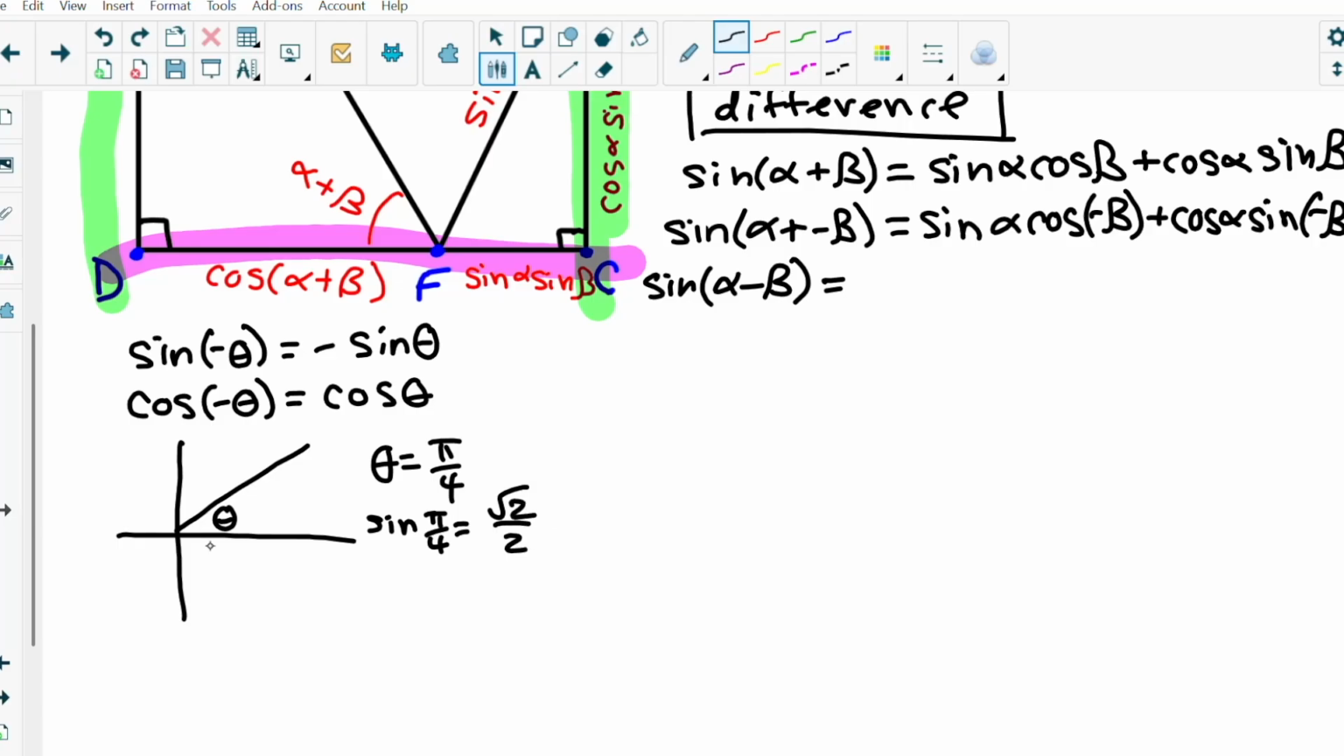Okay? If I do theta this way, where theta equals negative pi over 4, so I'm going clockwise, and we know that's a negative angle, what's the sine of negative pi over 4? Well, it's in quadrant 4. The sine ratio represents the y value. We know that's negative square root of 2 over 2.